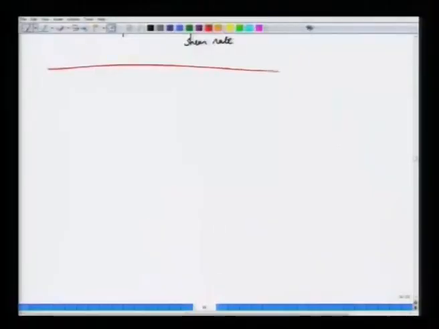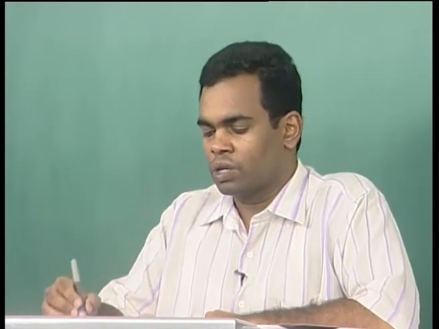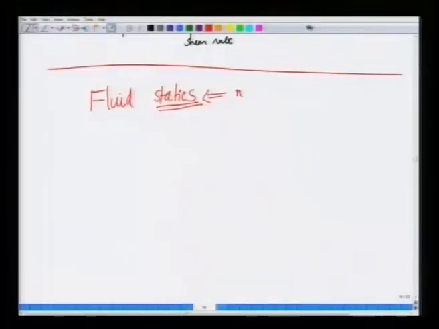Now, the next topic that we are going to worry about is fluid statics. So this is the first in a series of topics that we are going to cover in fluid mechanics. So far, we have been introducing the subject and introducing the notions of continuum hypothesis, what a fluid is, and so on. The first topic that we are going to discuss is fluid statics, and how force distribution happens when a fluid is completely static, static means there is no flow, there is no motion.